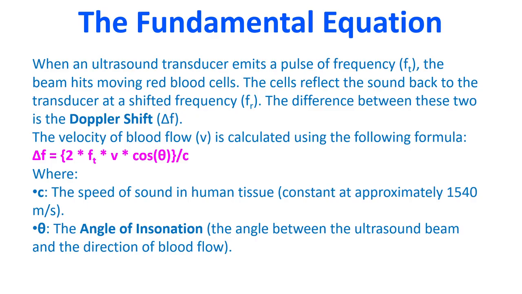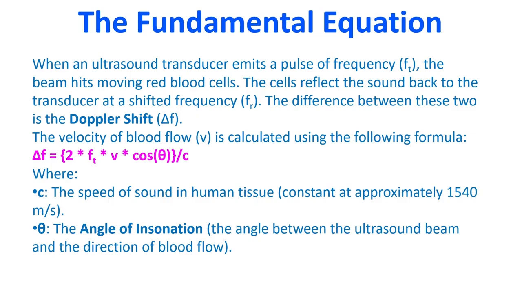When an ultrasound transducer emits a pulse of frequency Ft, that is the transmitted frequency, the beam hits moving red blood cells. The cells reflect the sound back to the transducer at a shifted frequency, that is the reflected frequency Fr. The difference between these two is the Doppler shift, delta F.